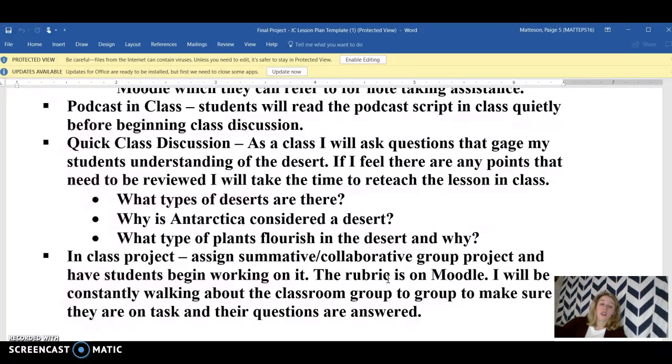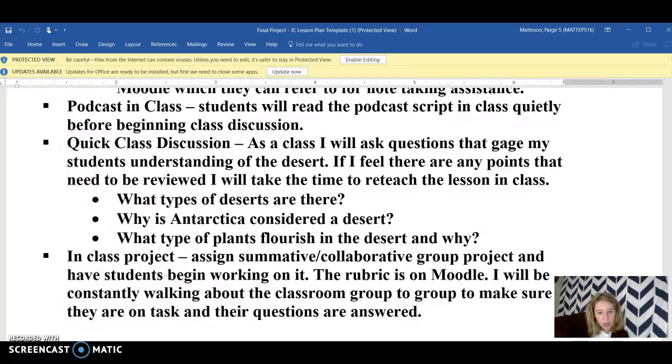To make sure my students are on task, I will be constantly walking throughout the classroom, group to group, making sure they're on task and getting their questions answered. I know sometimes whenever the teacher is just sitting at their desk grading papers, a lot of students take that as a time to goof off or not get their work done. So I will be very active within my classroom, making sure they know I want to help them.